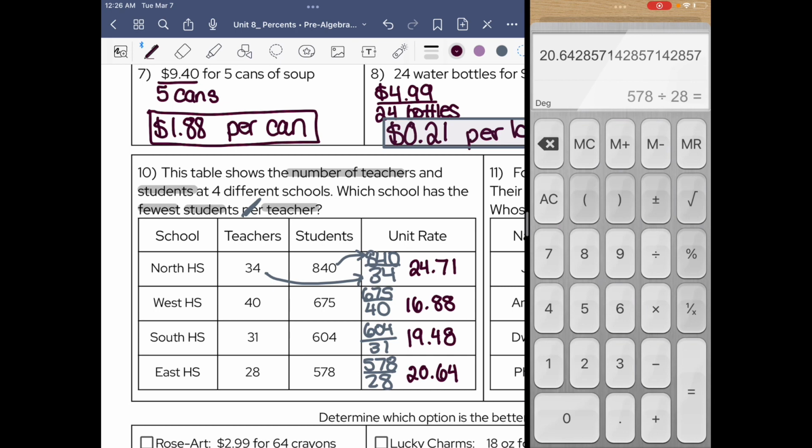Then we have to go reread our question. It says, which school has the fewest students per teacher? That means that they have the most teachers per student. So the smallest class sizes, you might call it. Fewest, though, means the lowest. And which one of these is the lowest? Right here. So the answer to the actual question would be West High School.